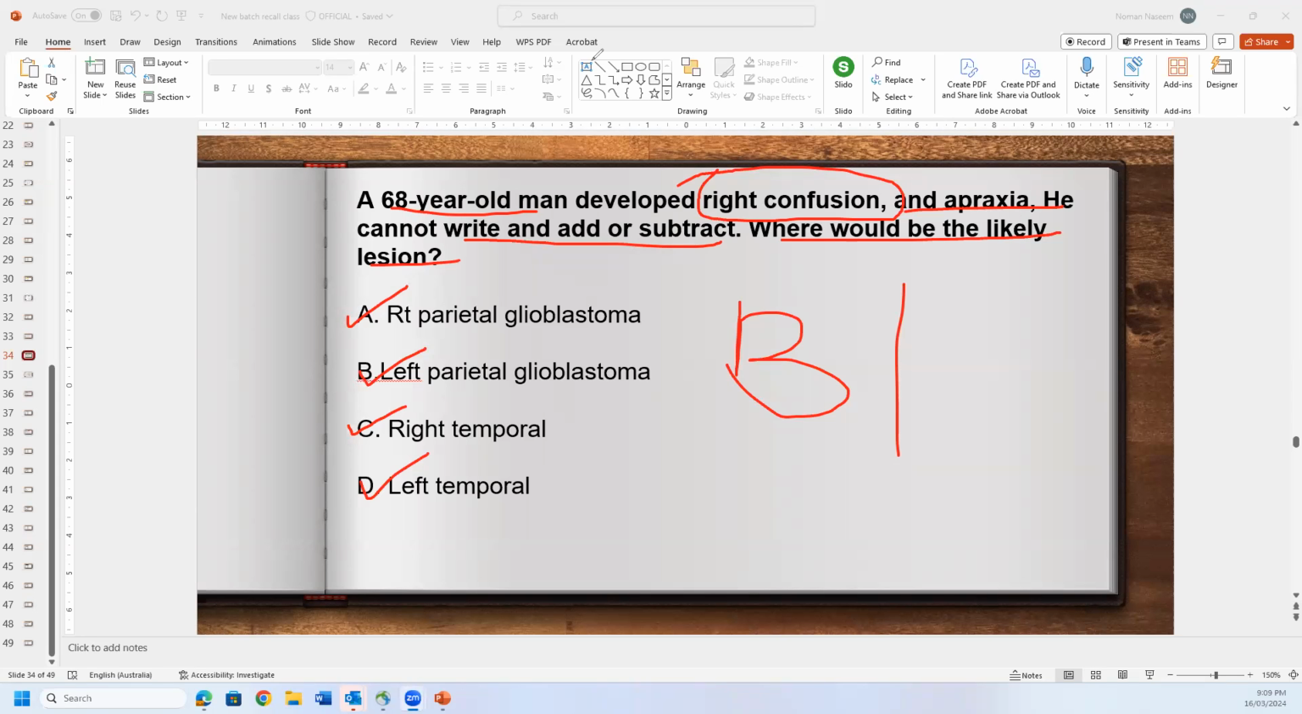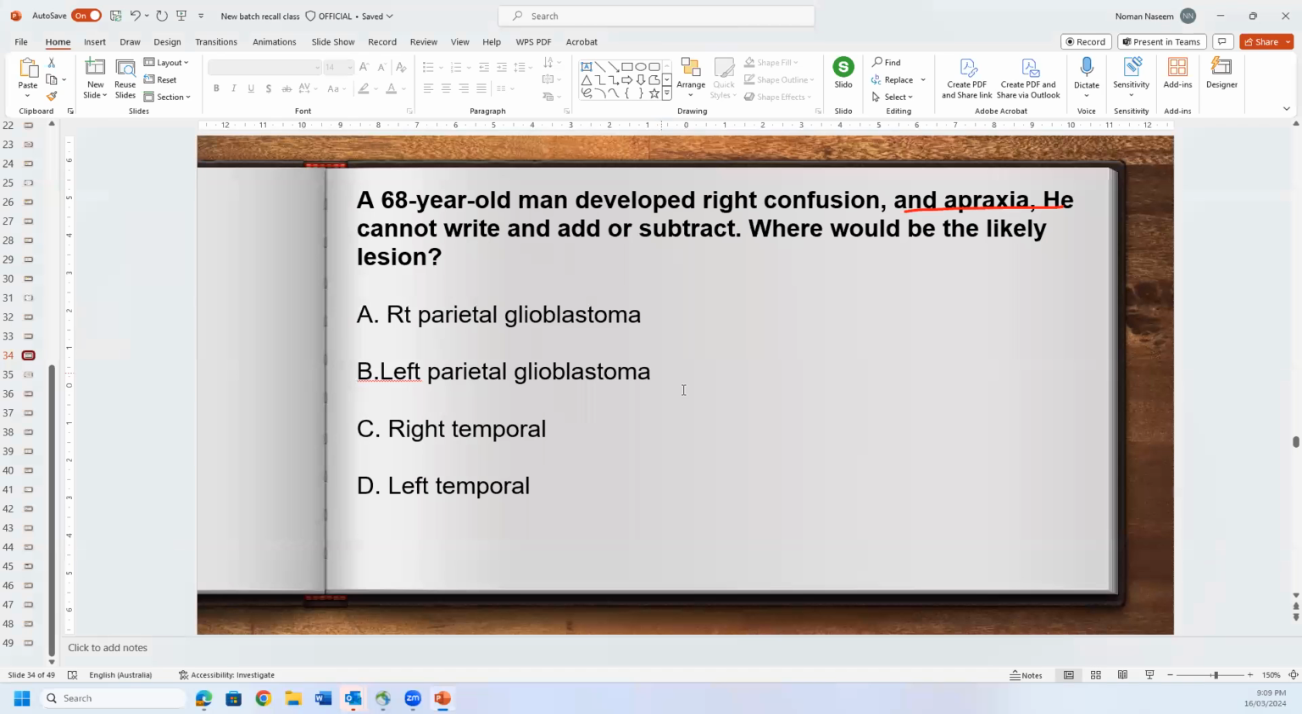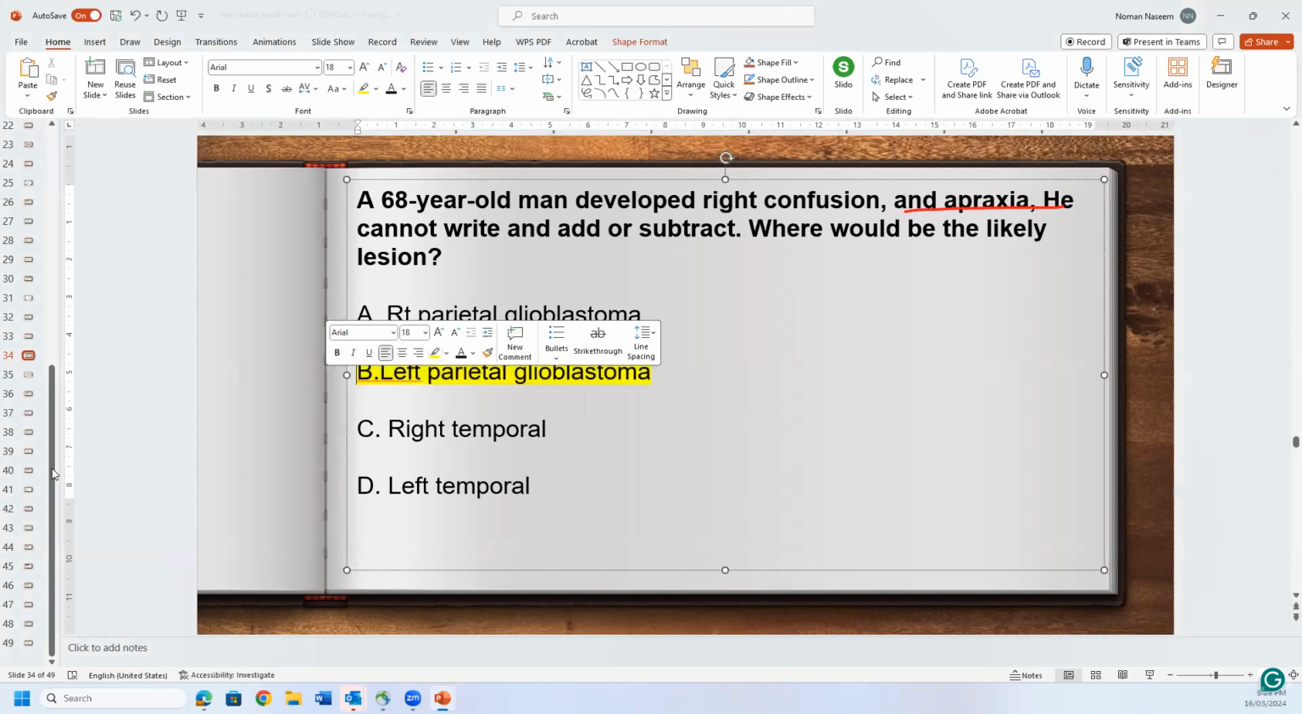All right, so the majority of you are answering B. Very good. Right-sided, so the lesion will be on the left side. We know that. And the patient has problems: number one, he's confused, so cognition is affected. Apraxia is there. And the learning ability, like writing, adding, or subtracting, is impaired. So this is a parietal lesion. Let's have a look at our brain for a minute.